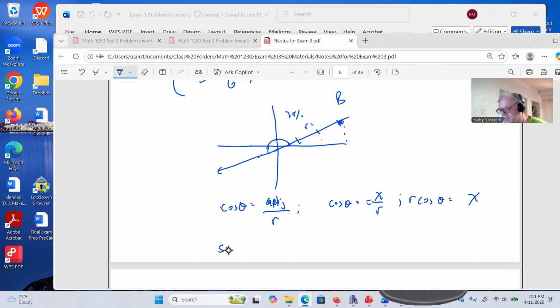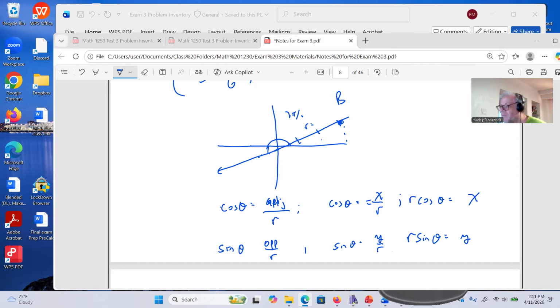We're going to do a very similar argument for sine, where this is going to be opposite over r. So sine of theta is equal to y over r, the opposite side. So we have r sine theta is equal to my y.